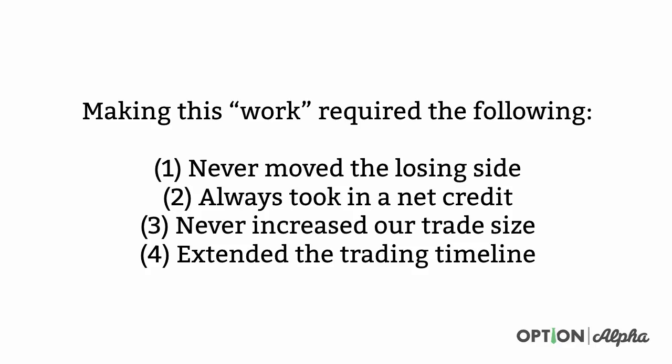So here's the deal. Making all of this work required the following, and hopefully you saw it because there was a lot of case studies here, a lot of examples. We never moved the losing side. So whatever side of the trade that the market was moving against, whether the market was moving up towards the call spread side or down towards the puts, we never moved the losing side. We always moved the other side of the trade. We always took in a net credit. We never increased our trade size, and we always extended the trading timeline whenever possible. That's the key to making these adjustments work.